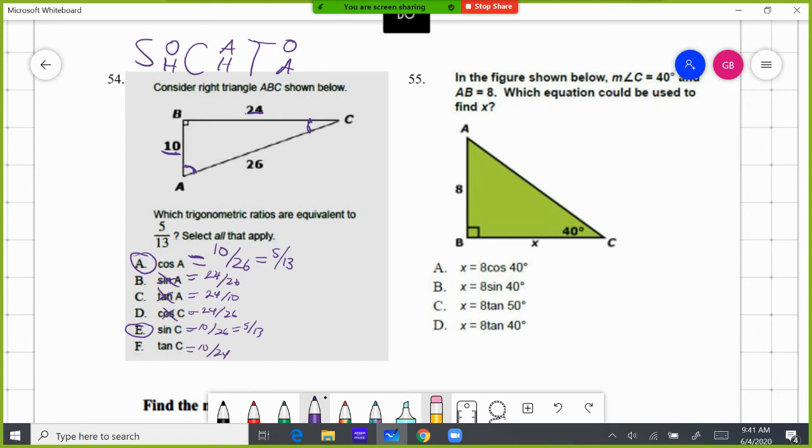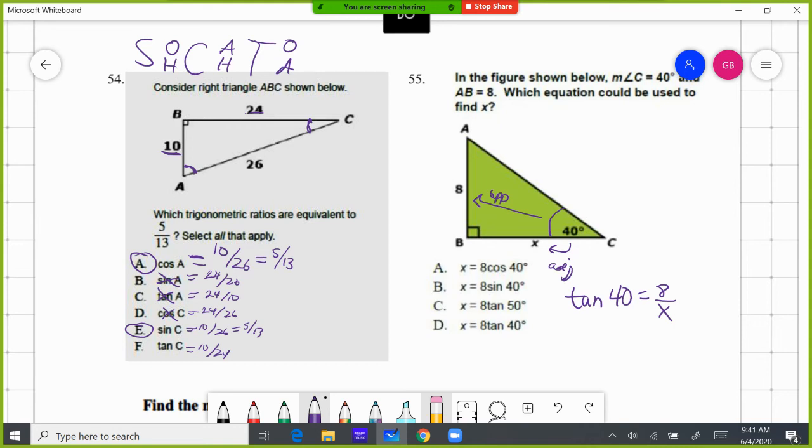55. In the figure shown below, the measure of angle C is 40 and AB is 8. Which equation would be used to find x? So we have this angle. The 8 is opposite. The hypotenuse is adjacent. So the trig ratio that uses opposite and adjacent is tangent. So the tangent of 40 degrees is 8 over x. Okay.